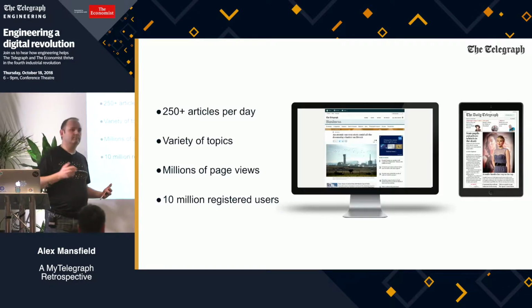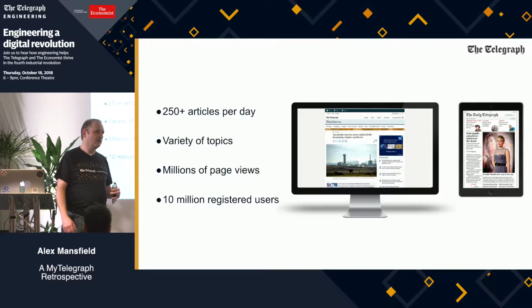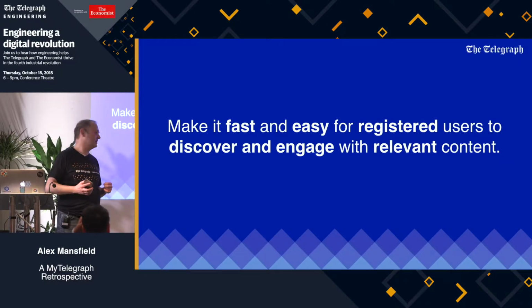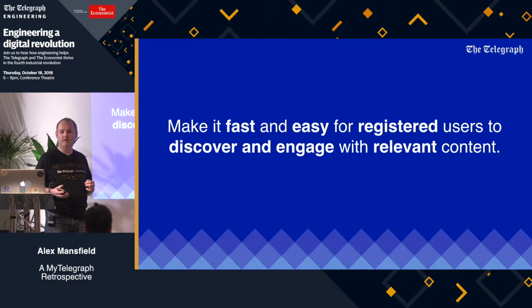So, as you know, Telegraph is one of the UK's most popular news websites. We publish roughly 250 to 300 articles on a daily basis, covering a variety of topics, written by journalists around the world, and these result in millions and millions of page views on a daily basis. One of our strategic goals is to acquire 10 million registered users, and MyTelegraph was conceived in late 2017 and 2018 as a tool to make it fast and easy for registered users to discover and engage with relevant content in order to encourage them to keep coming back to our site.